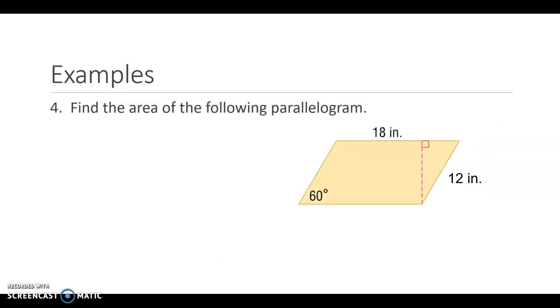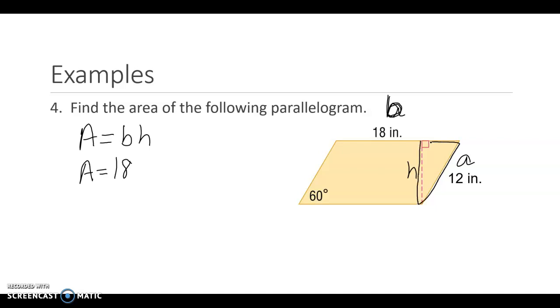Let's look at this one. So same thing, we're going to find the area, base times height. Looking at this picture, 18 is the base. Okay, 12 would be A, and we don't know the height yet, but we're going to calculate it with that right triangle. So I do know that the base is 18. Let's take a look at this height.